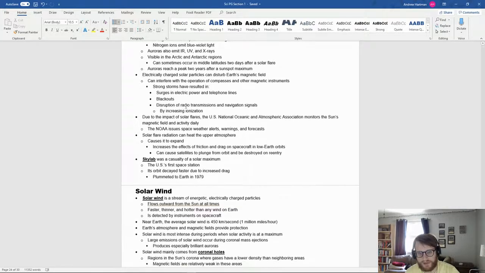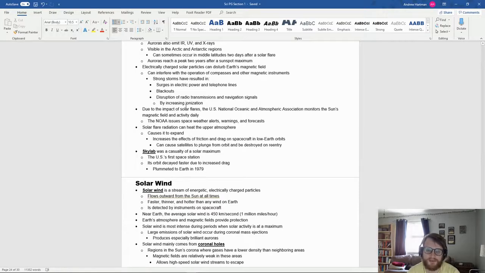Electrically charged solar particles can disturb Earth's magnetic field and interfere with compasses and magnetic instruments. And on top of this, these strong particle storms have resulted in things like surges in electric power and telephone lines, and blackouts and disruptions of radio transmissions and navigation signals. And in the case of radio transmissions and navigation signals, the way that it disrupts them is by increasing the ionization in the atmosphere, or the magnetosphere. Don't ask me how this all works.